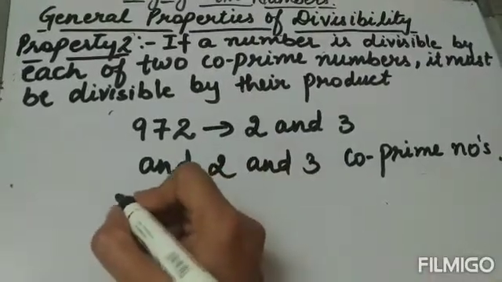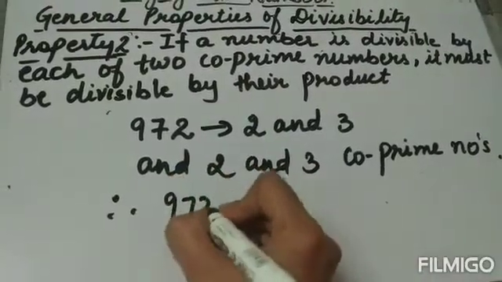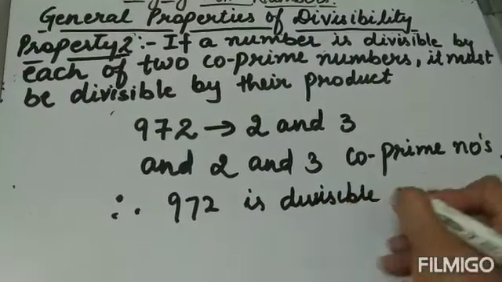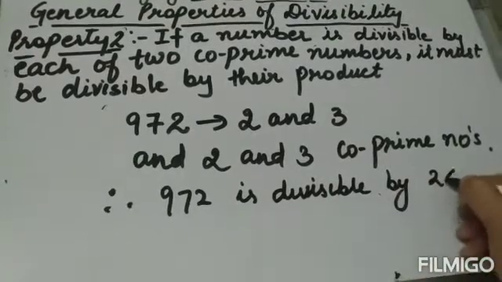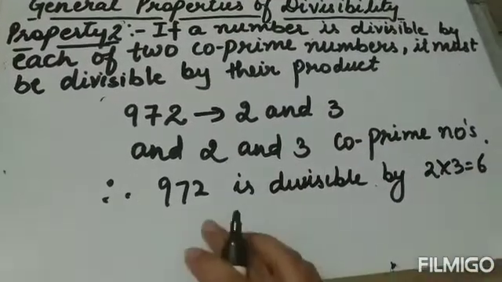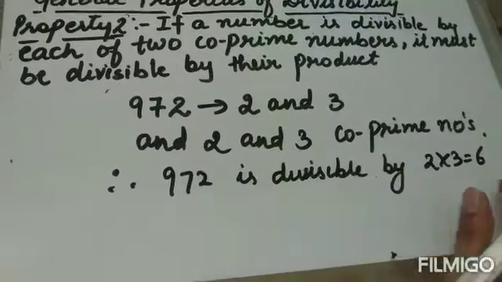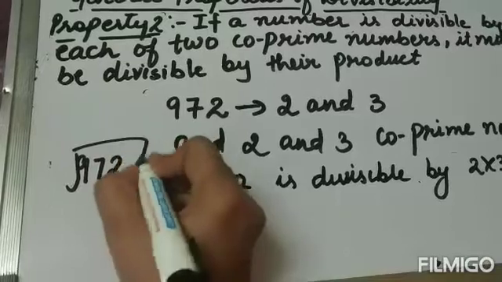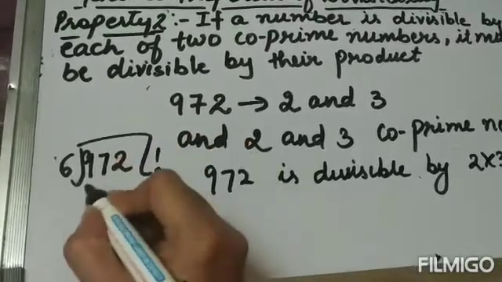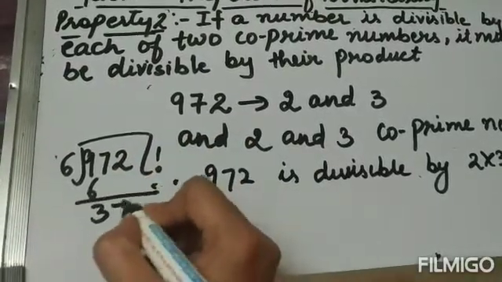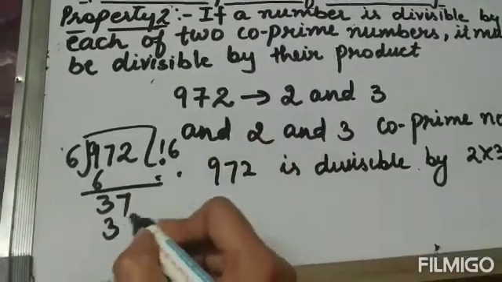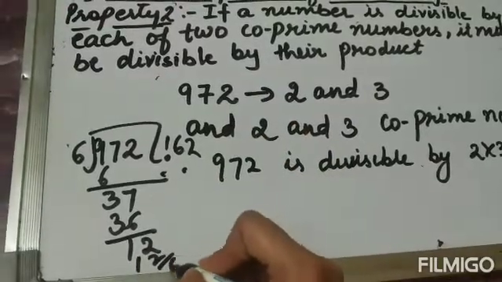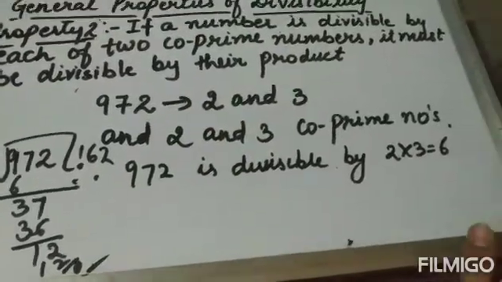That means 972 is divisible by their product. 2 multiplied by 3 is equal to 6. That means 972 is divisible by 6 also. You can check by actual division also. 972 divided by 6: 6 ones are 6, 3, 7, 6 6s are 36, 1, 2, 6 2s are 12. So 972 is divisible by 6 also.